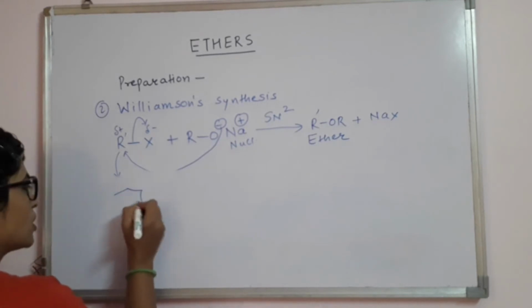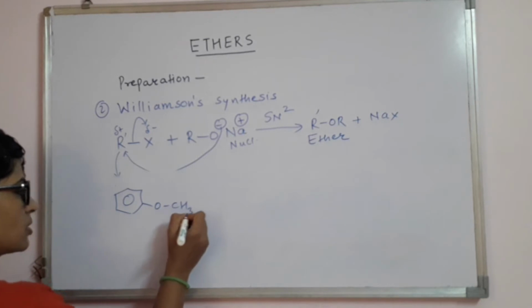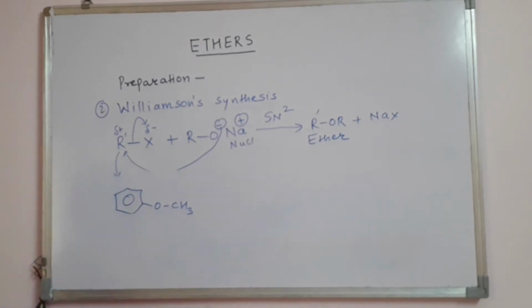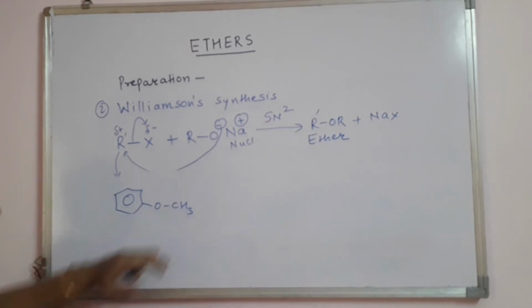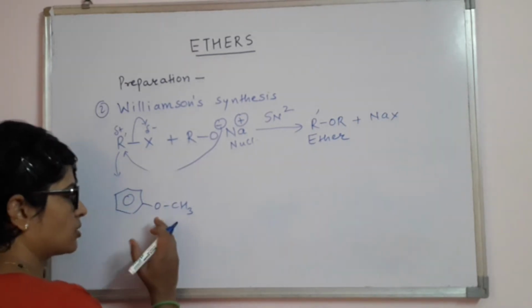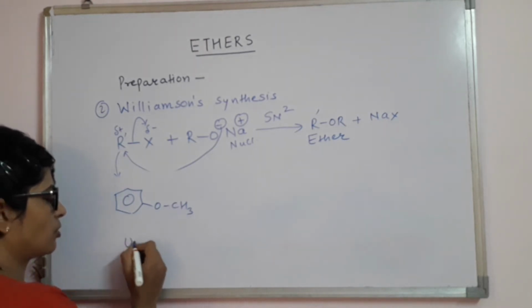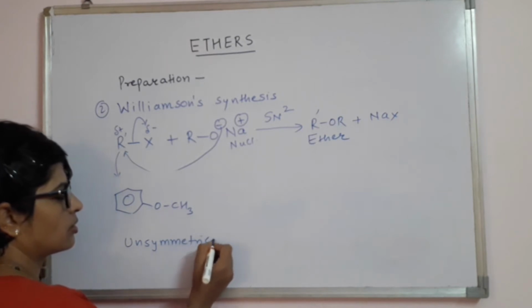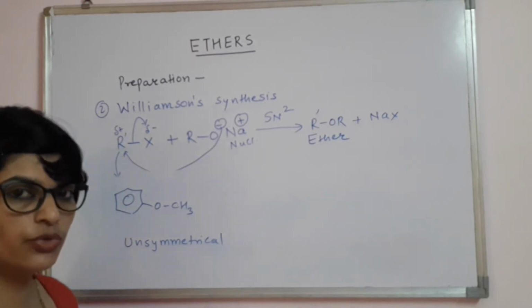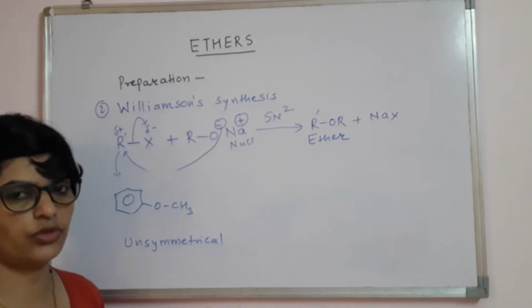Now we have an interesting question over here, like for example, if I want to prepare methoxybenzene. If they ask you in the board exam to prepare this, it's understood that we have two different types of groups attached on both the sides. Hence, it is an unsymmetrical ether. And the only method which we will be using to prepare it is Williamson's synthesis of ether.